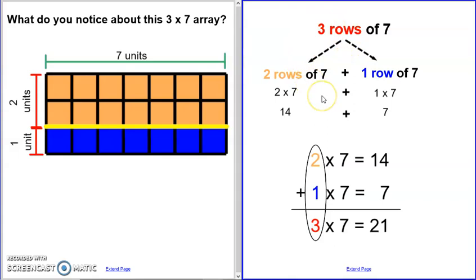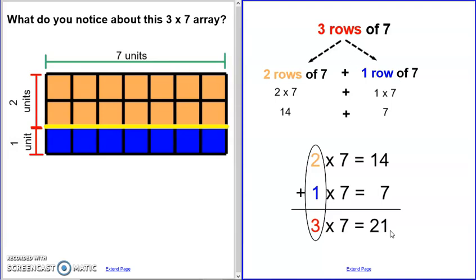And let's look at that. So here it is, kind of broken out. What I noticed about this is that I took my 3 rows, and I broke them apart so that I have 2 rows of 7, and then I added on 1 more row. Well, I know 2 rows of 7, that's a doubles fact. 7 and 7, or 2 times 7 is 14. And then adding 1 more row to make 3 rows in all gave me another 7. So 2 rows of 7 plus 1 row of 7 gives me 3 rows of 7, which would be 21. Okay, so that is how we can do our threes facts.